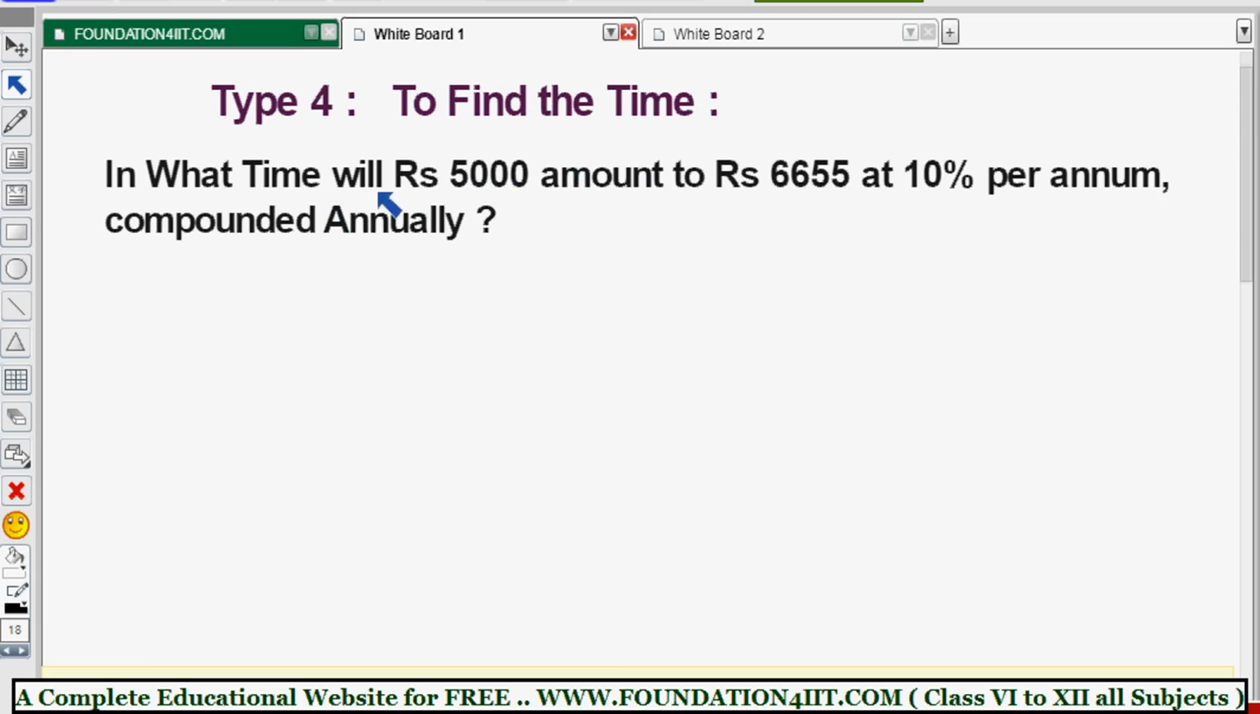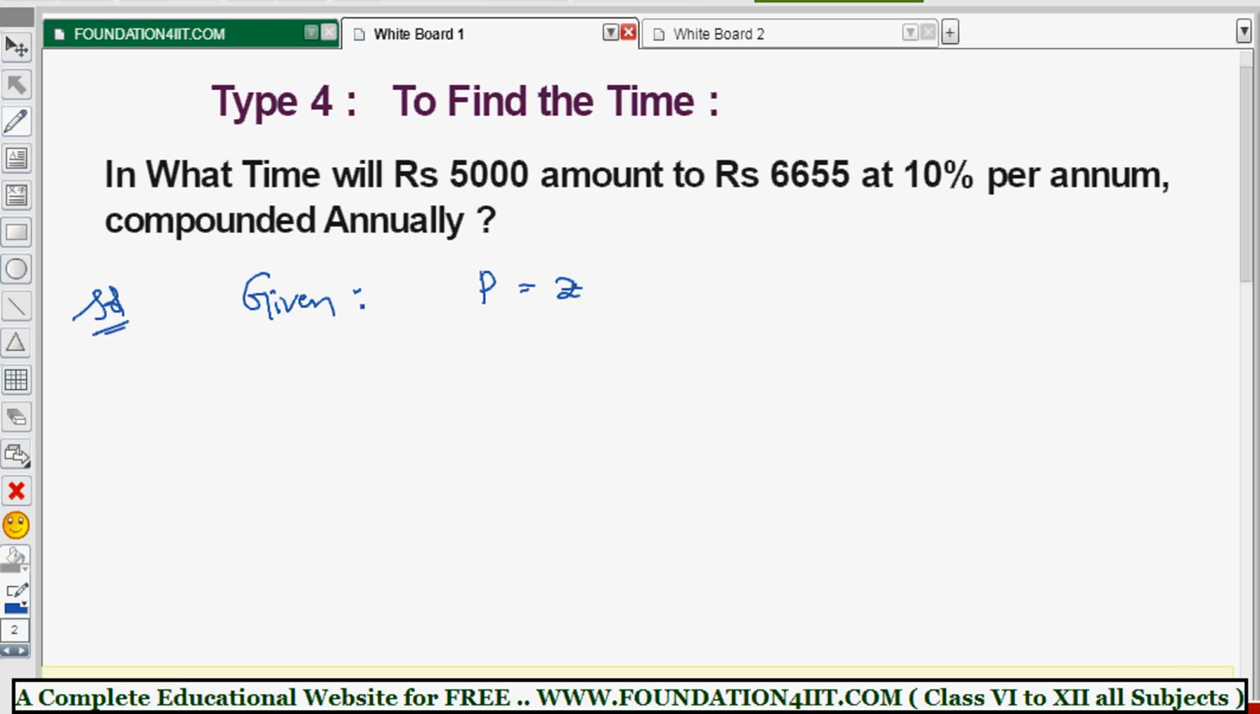If you observe the question here: in what time will 5,000 amount to 6,655 at 10% per annum compounded annually? So in how many years will this principal become this much amount? When you write the given data first in the solution, principal is given as 5,000. We should find out the time.